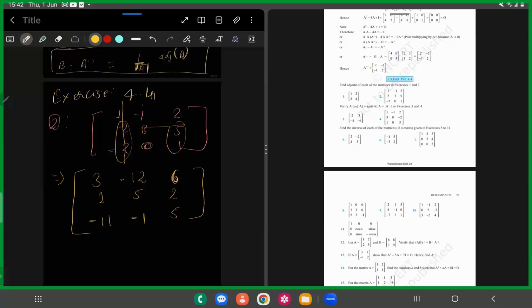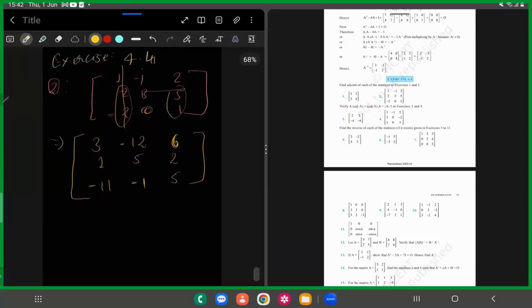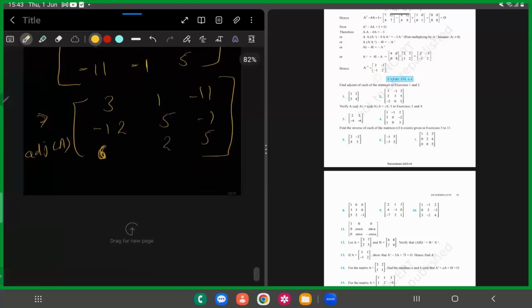Okay, so this will be our cofactor matrix. Okay, so our adjoint would be only the transpose of this matrix. Okay, so we need to transpose this matrix. So this will be 3 1 minus 11, and this will be minus 12 5 minus 1, and this will be 6 2 5. Okay, so this is finally our adjoint matrix.